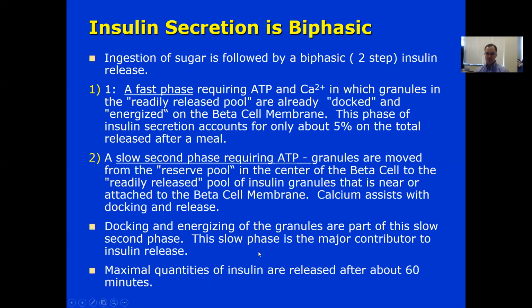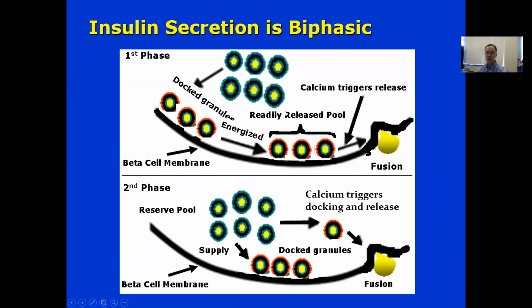Interesting to note, the docking energy of the granules is part of the slow second phase. The slow phase is the major contributor to insulin release. About 90 to 95% of insulin released after a meal is due to this slower secondary pool that hangs out in the middle of the beta cell and has to make its way to the cell membrane.